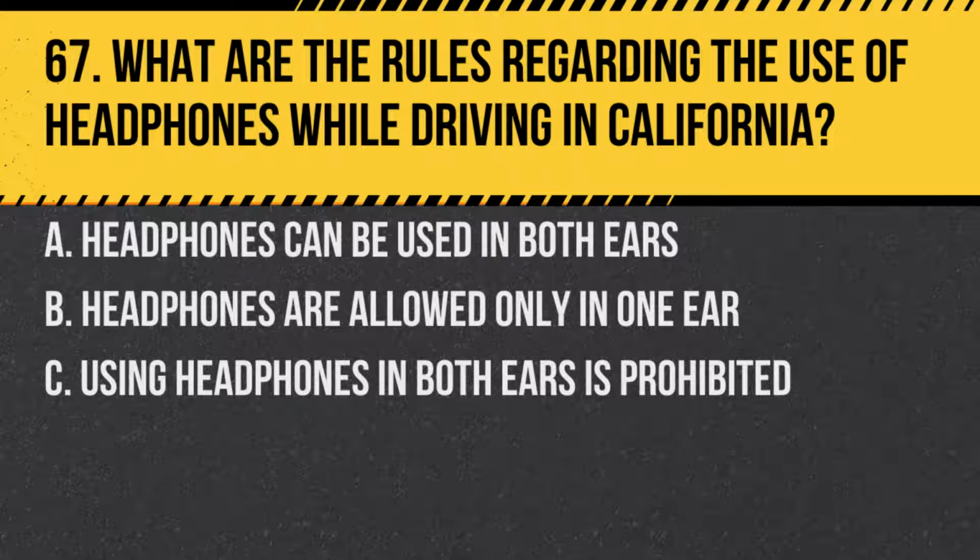Question 67. What are the rules regarding the use of headphones while driving in California? A. Headphones can be used in both ears. B. Headphones are allowed only in one ear. C. Using headphones in both ears is prohibited.